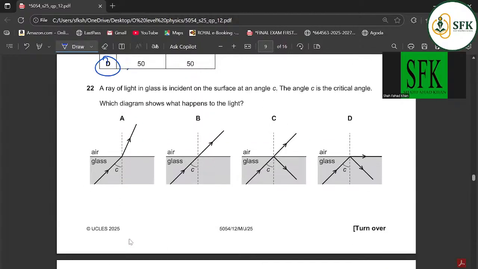The ray of light in the glass is incident on the surface at an angle C. The angle C is the critical angle. Which diagram shows what happens to the light? Now, critical angle is the angle for which the refracted ray makes 90 degrees, for which the angle of refraction is 90. And this happens only in option D. As you guys can see, it has a refracted angle of 90 degrees with the normal, right? So option D.